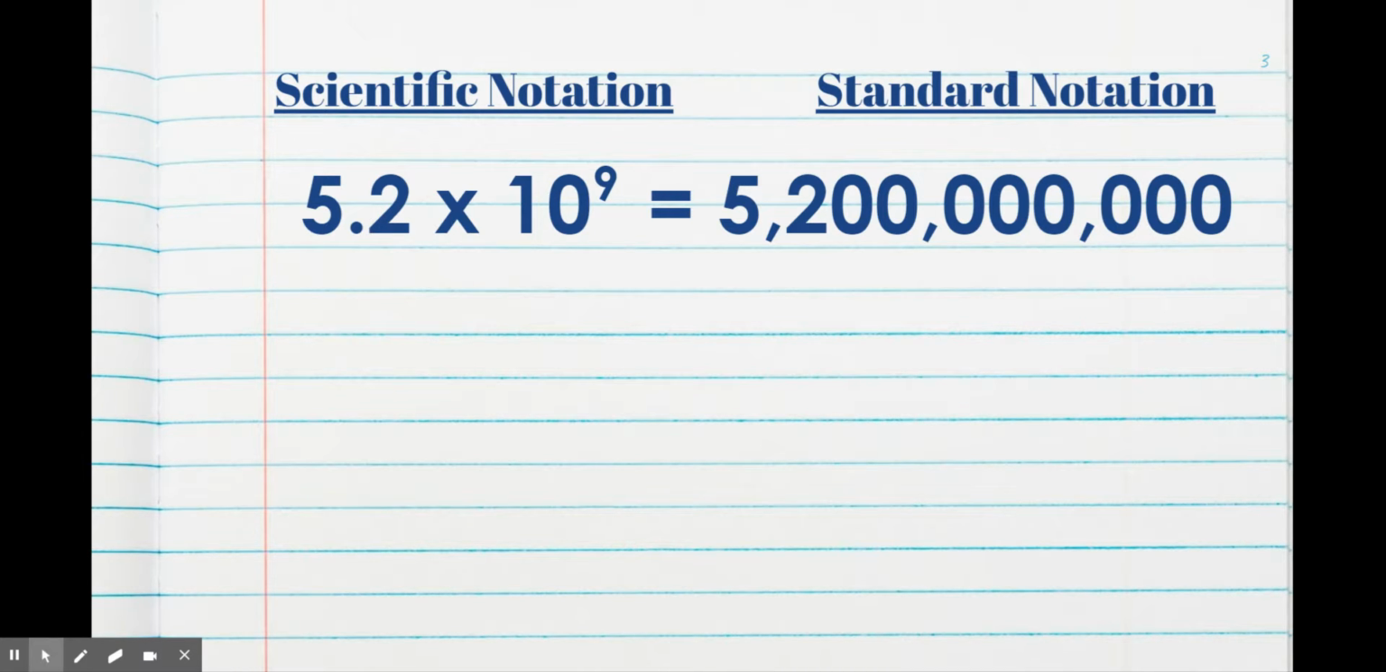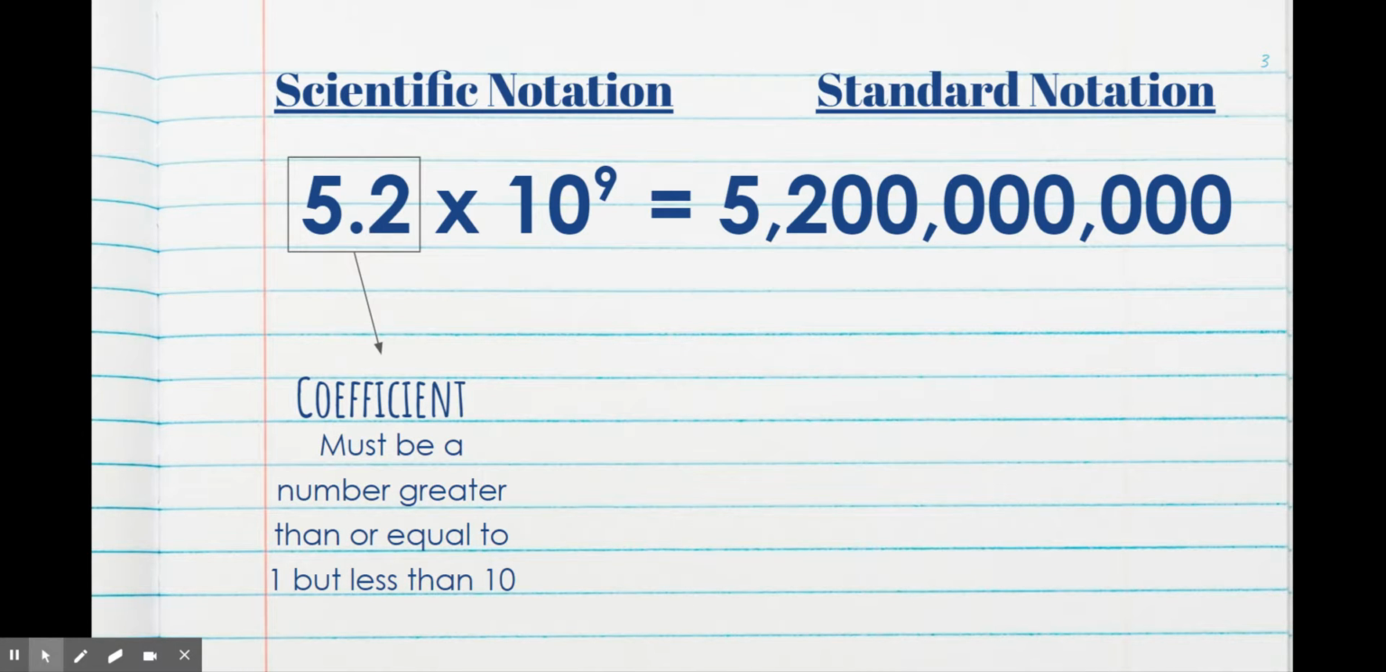So scientific notation is made up of 3 parts. The first part is the decimal number at the far left of the number. Our decimal number in this example is 5.2. We call this the coefficient. The coefficient when writing scientific notation must be a number that is greater than or equal to 1 but less than 10. This is the rule for the coefficient so that every time that we write scientific notation, we write it in the same format.